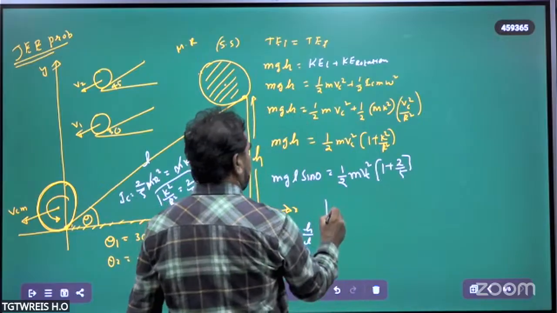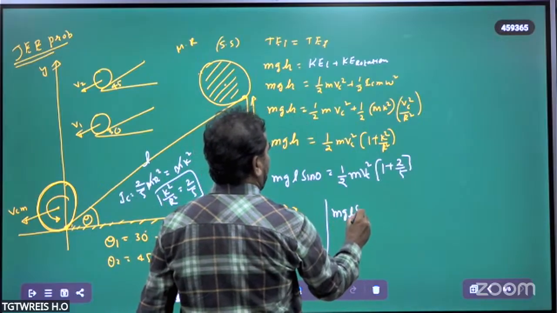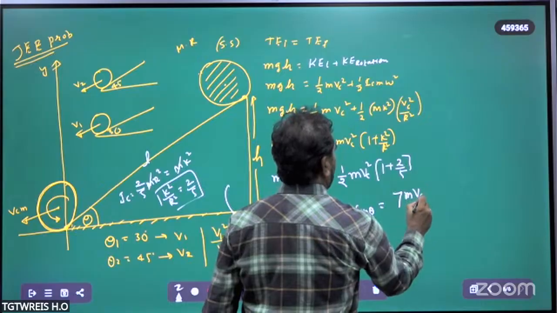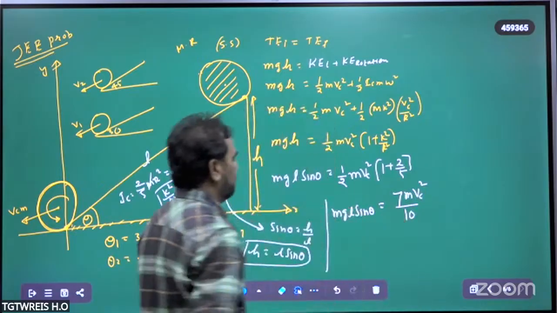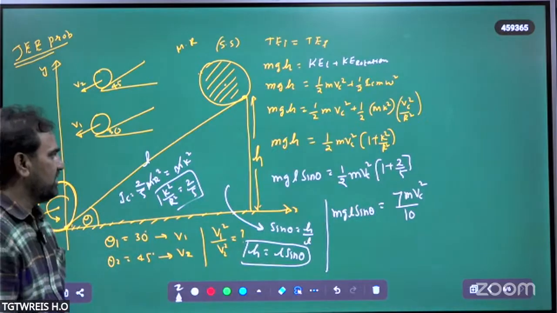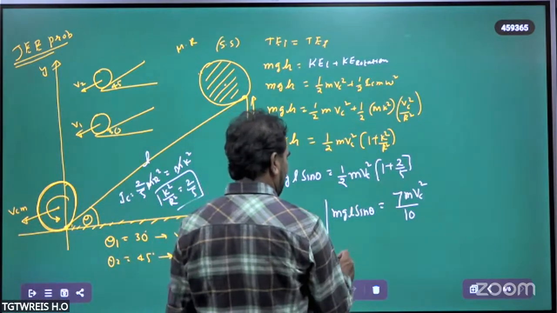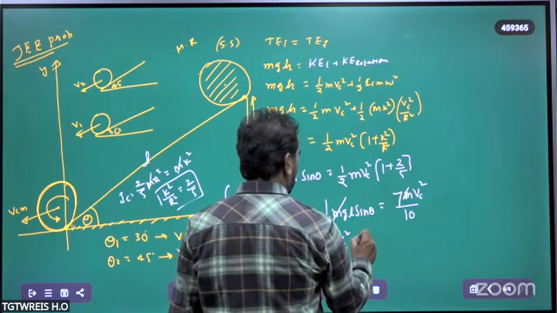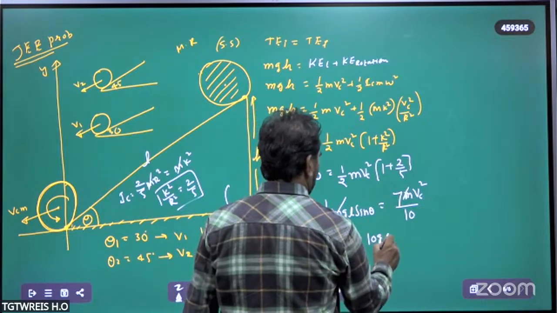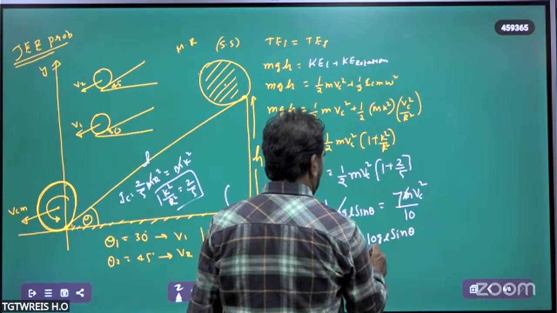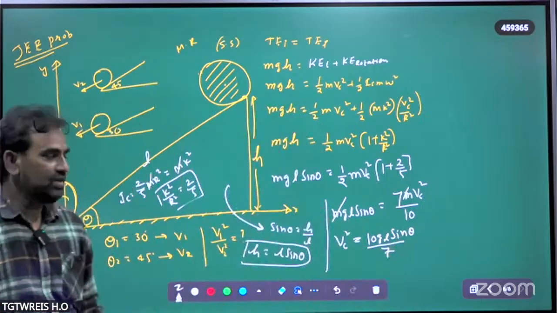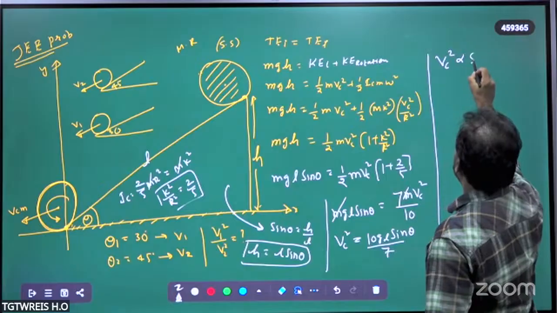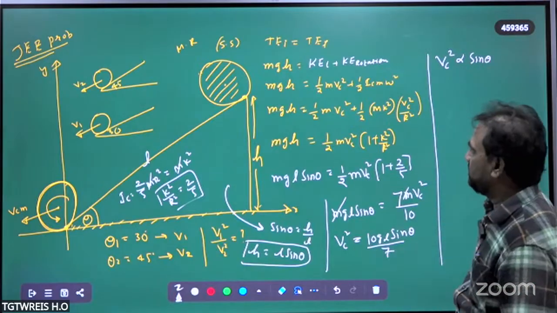That is mgl sin theta is equal to, what is this value? 7 m vc square upon 10. So from this equation it is very clear that on both sides m will get cancelled out. vc square is equal to 10 gl sin theta upon 7. So from this, vc square is directly proportional to sin theta.